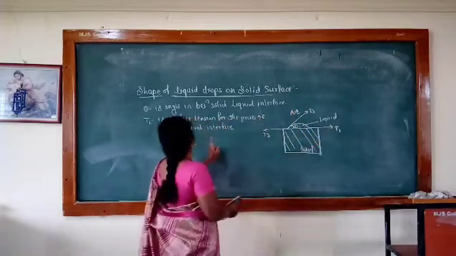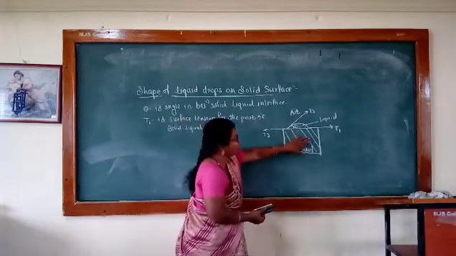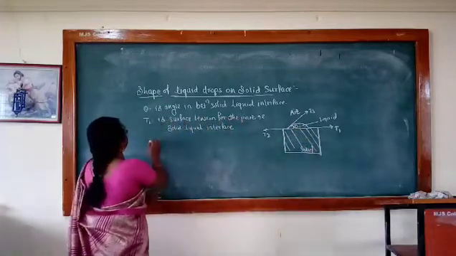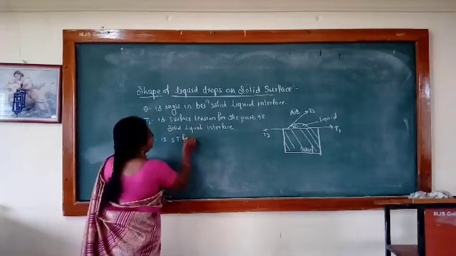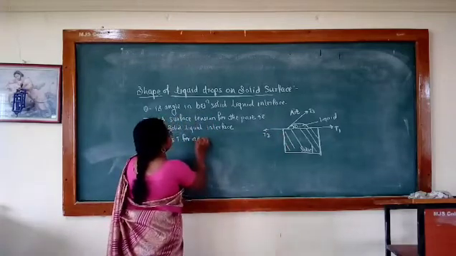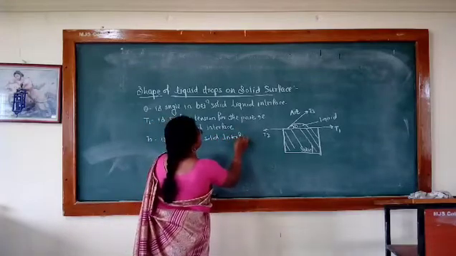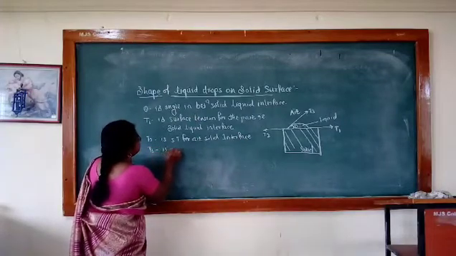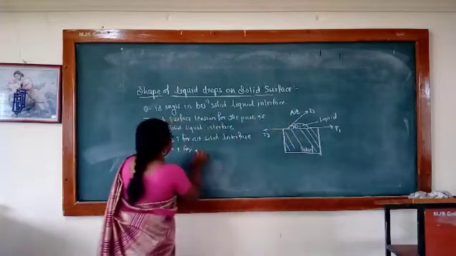So what is this T1? T1 is nothing but the surface tension for the pair of solid and liquid in contact. T2 is the surface tension for the air solid interface. And T3 is the surface tension for the air liquid interface.